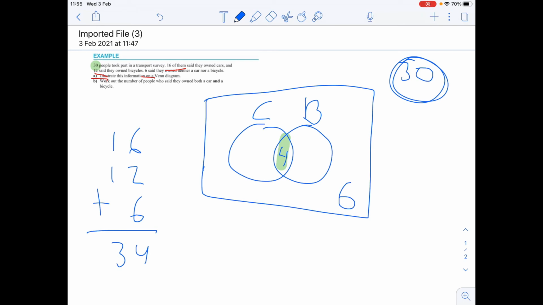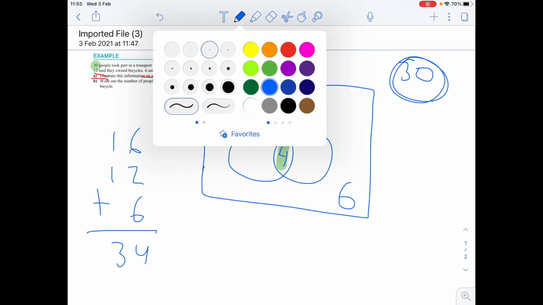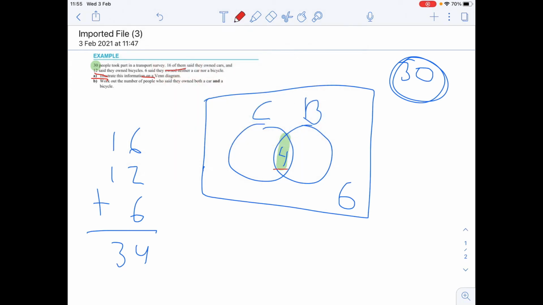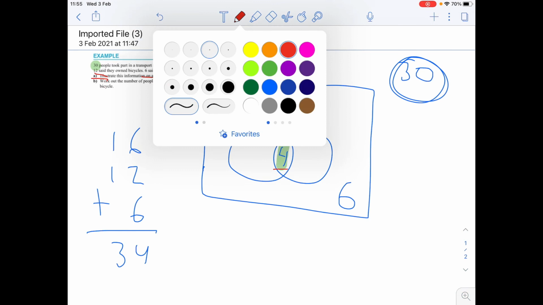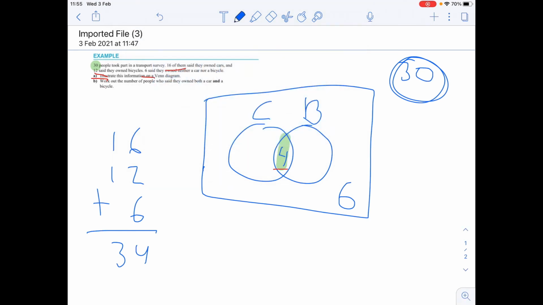And therefore, now, if 16 people say they own cars, well, I've already counted 4 people there out of those 16. So how many do I have to write in this part of the circle? Well, the answer is 12. Because 12 plus 4, that's the whole circle of people that own cars, that's 16. And if 12 people own bicycles, and I've already counted 4 there, 12 take away 4 is 8.